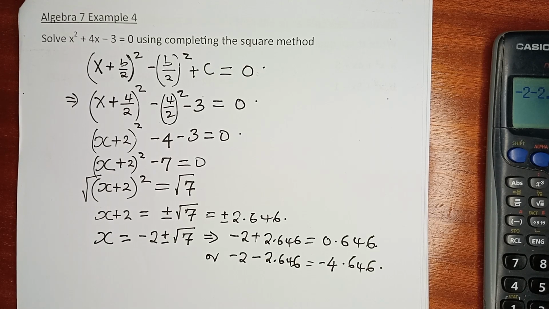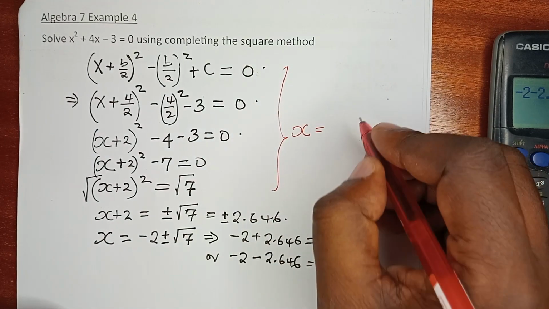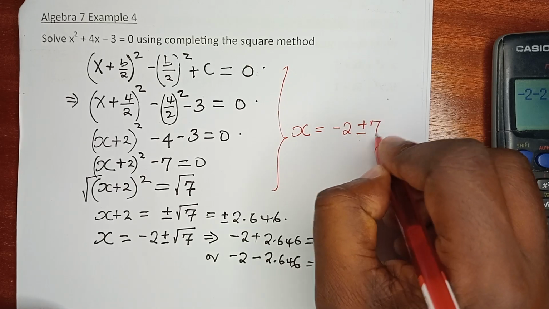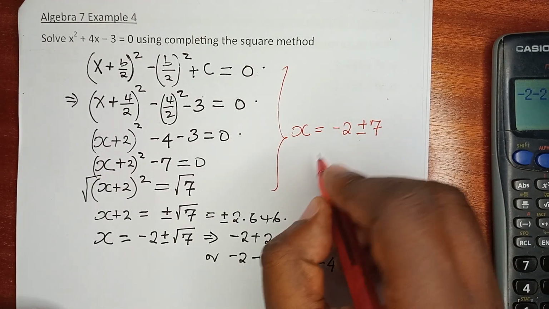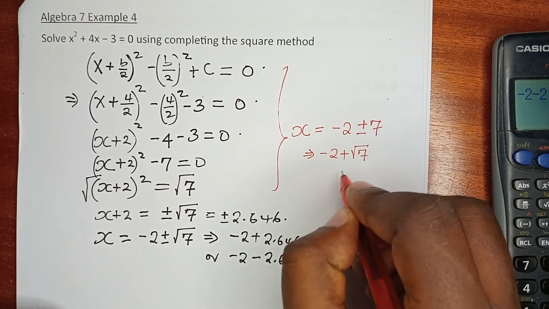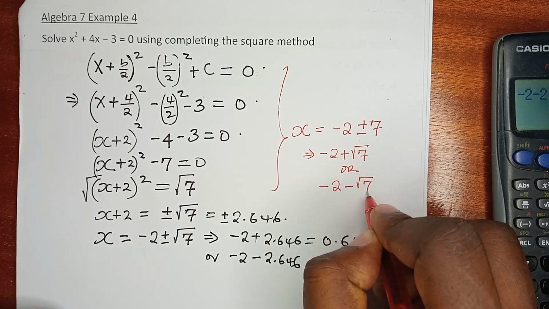And I repeat again, it is good to know how to give your answer in decimal form, though the most accurate answer to this question would have been x is equal to minus 2 plus or minus the root of 7. That means minus 2 plus root of 7 or minus 2 minus the root of 7.